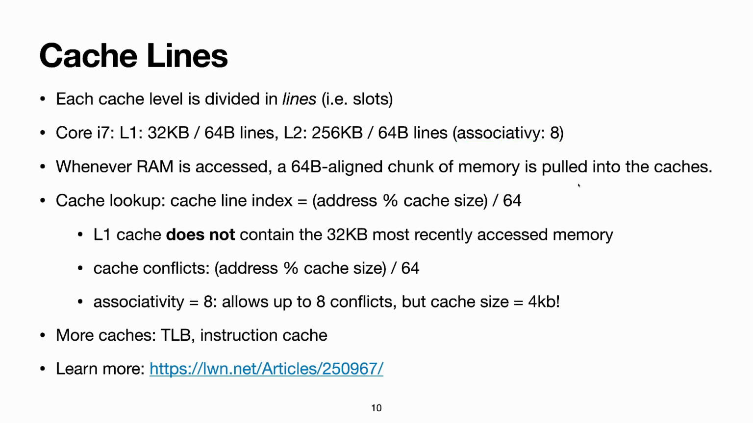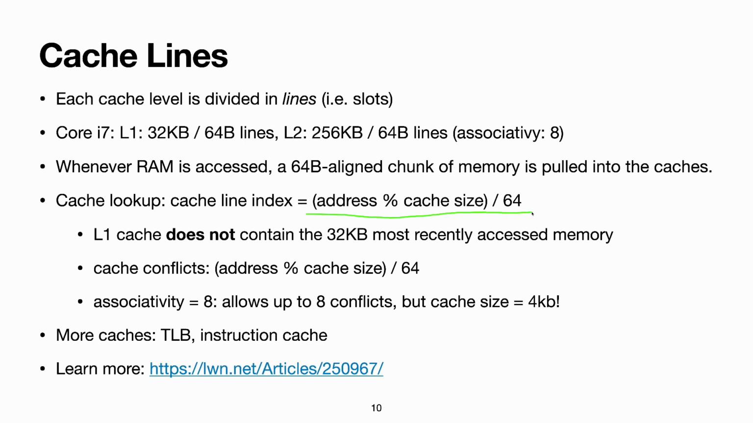Whenever RAM is accessed, a 64-byte aligned chunk of memory is pulled into the cache. What does it mean to be 64-byte aligned? It means that the address is a multiple of 64 bytes, so 0, 64, 128, etc. So when you access a memory location, you want to know in which cache line to look, the index of the cache line. You get that with the following formula.